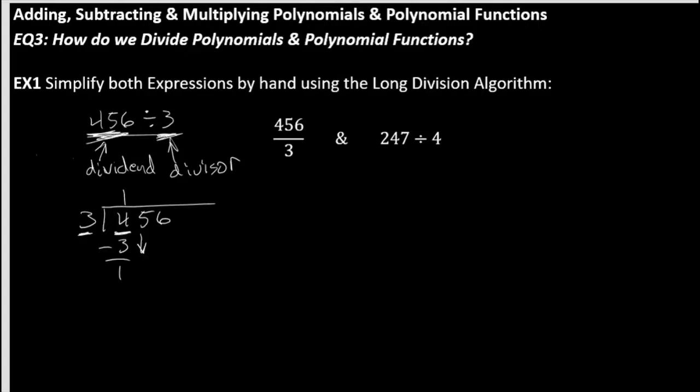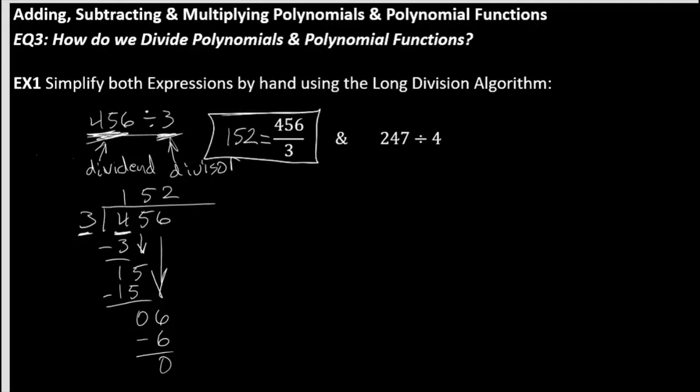1, bring down the 5. 3 times what is 15, or close to 15? We know that's 5. And 5 times 3 is 15, and we subtract the 15. Bring down the 6. 3 times 2 is equal to 6. Subtract, and there you have it. So 456 over 3 is simply equal to 152. That would be our answer.